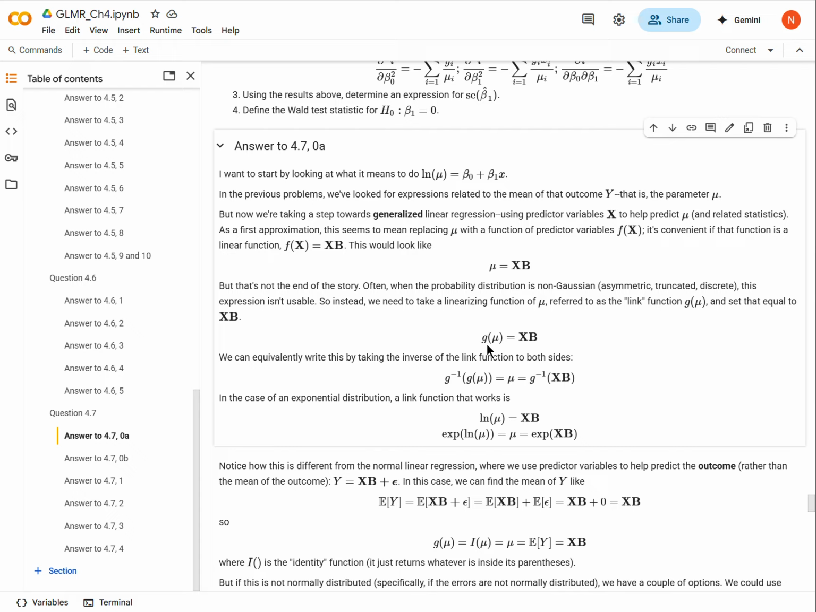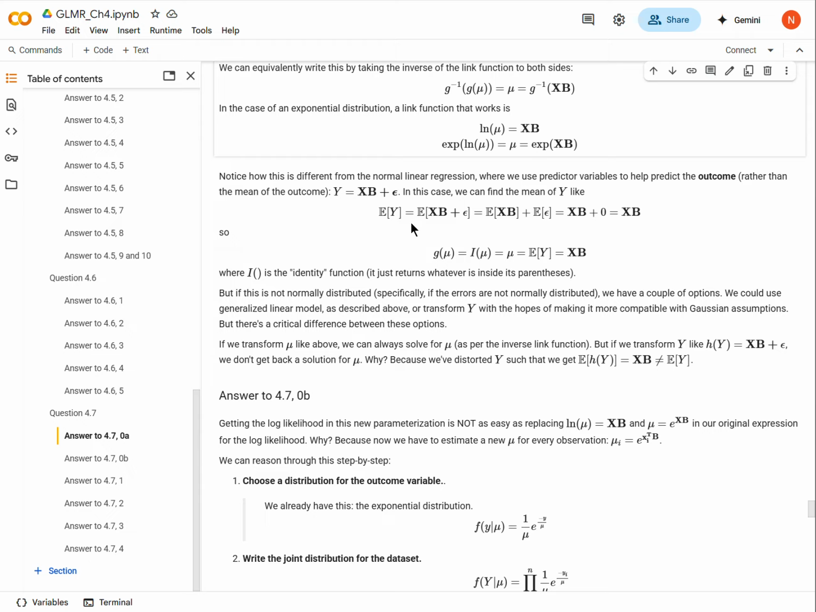Now, going back just to the generic function here, we can make an equivalent expression if we apply the inverse to both sides, right? So if I apply the inverse to g of mu, well, then I just get mu, and then on the other side I have the inverse function of the linear function. Okay, and so in the case that we're working with right now, the natural log of mu equals x beta. If I invert both sides, well, the inverse function of the natural log is exponentiating it. Right, so if I take the exponentiation of the natural log of mu, I get back mu, and then the linear function becomes e to the x beta, or the exponential of x beta.